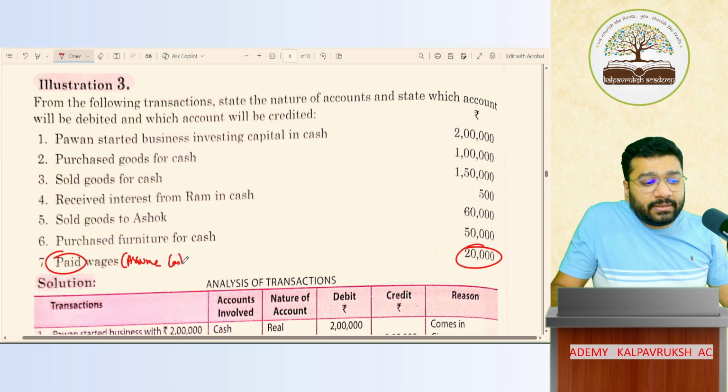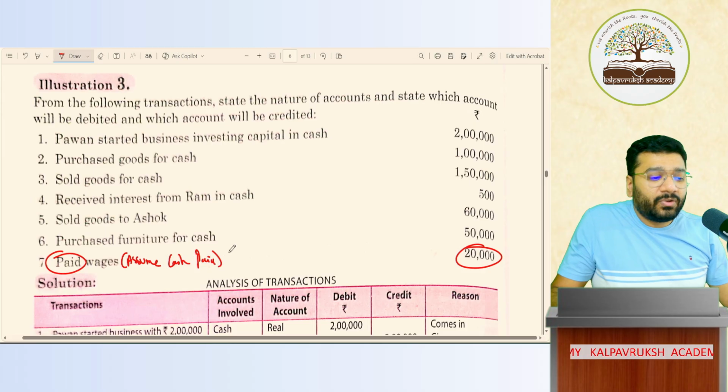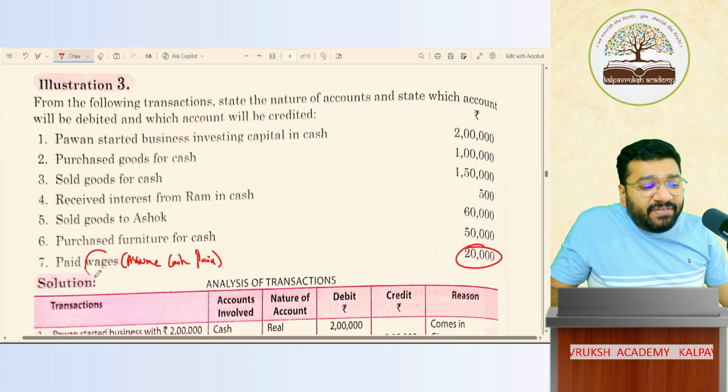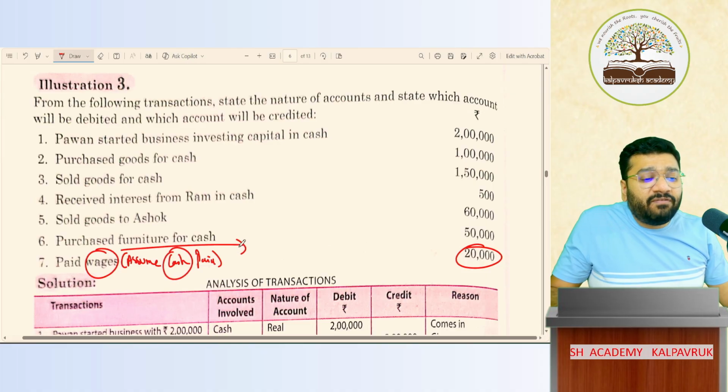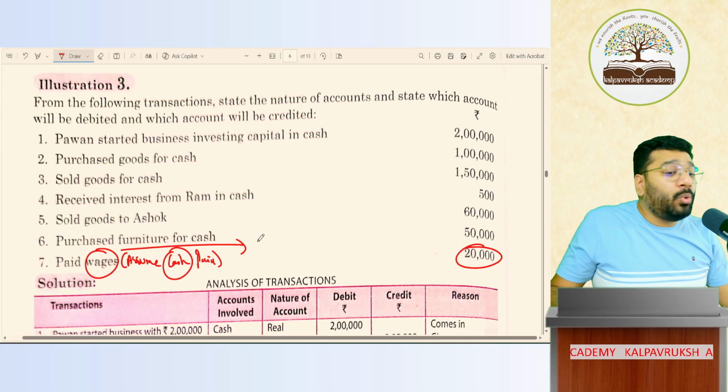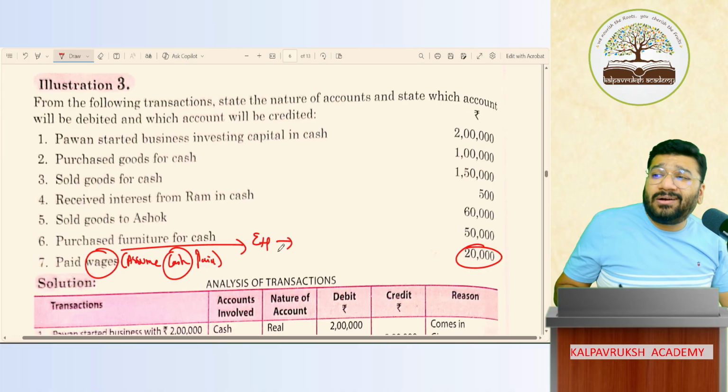Please make a note down. Assume cash paid. So how many accounts are involved? Two accounts. One is the wages account, second is the cash account. Wages, as per the modern rule, what classification? Expenditure. All the expenses will go to real account, sir.